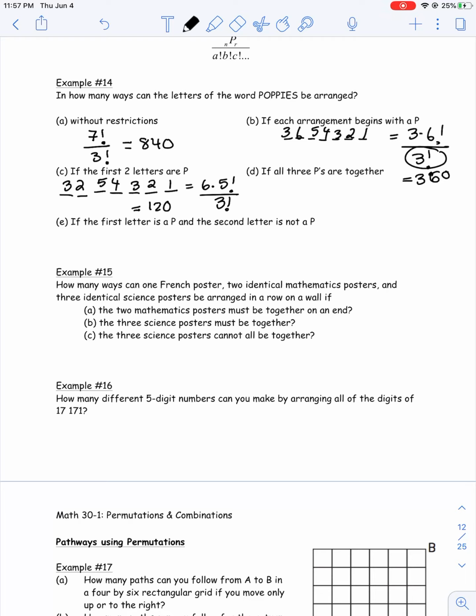Now, what if all 3 P's are together? Well, this is like when 2 people are together. They have to be in the first 3 spots. So I'm going to put the first 3 spots as P's, 3, 2, 1. And then the remaining spots, there's still 4 spots left. That will be the remaining letters. So that would be like the O, the I, E, S. So 4, 3, 2, 1.